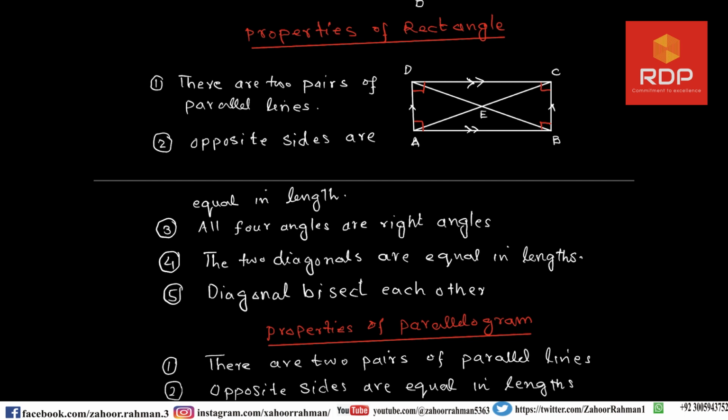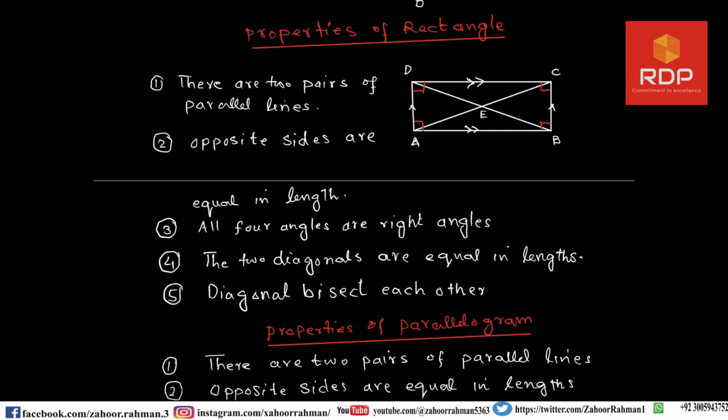The first one is there are two pairs of parallel lines. You can see that this line is parallel to this line, and this line is parallel to this line. So keep this in mind. Opposite sides are equal. Now this side will be equal to this side, and this side will be equal to this side as well. This is the second property. They are equal in length.